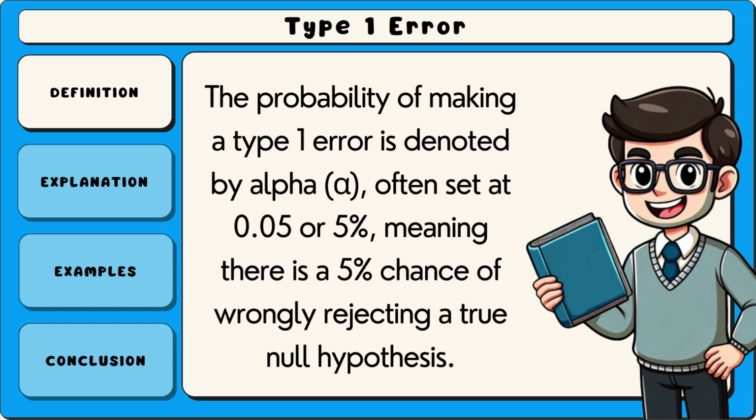The probability of making a type 1 error is denoted by alpha, often set at 0.05 or 5%, meaning there is a 5% chance of wrongly rejecting a true null hypothesis.